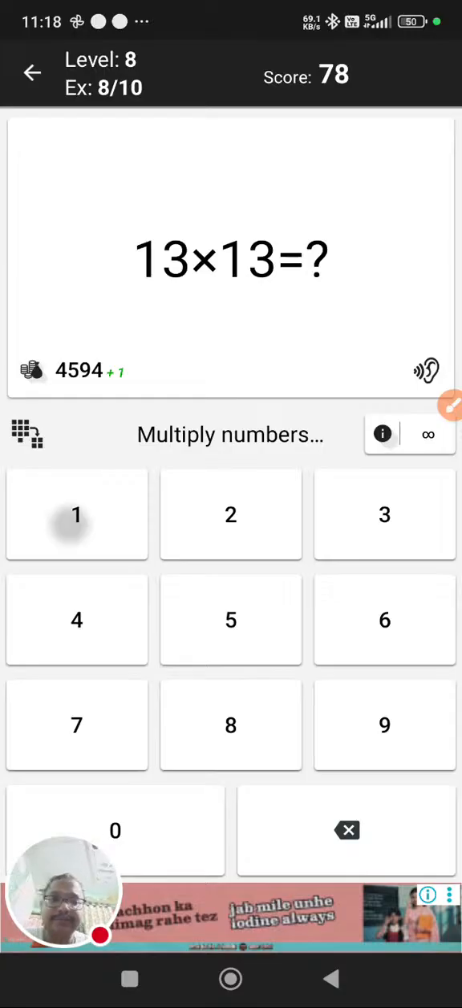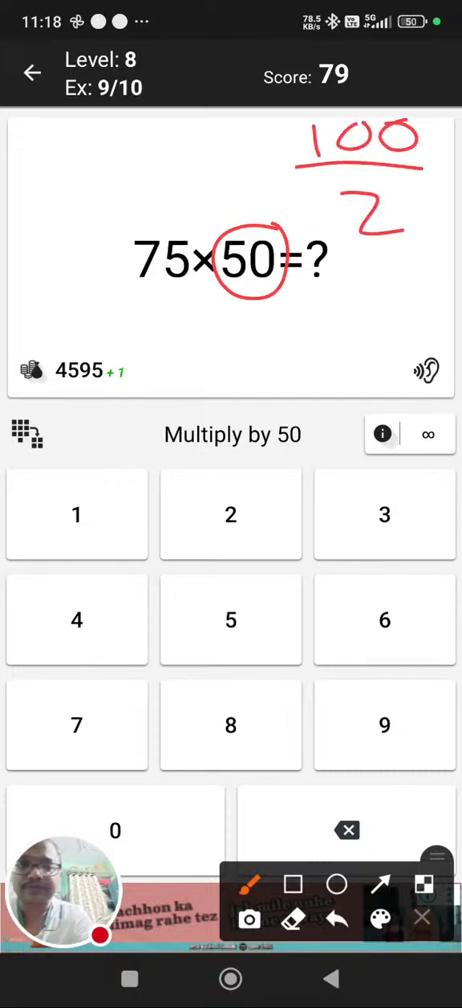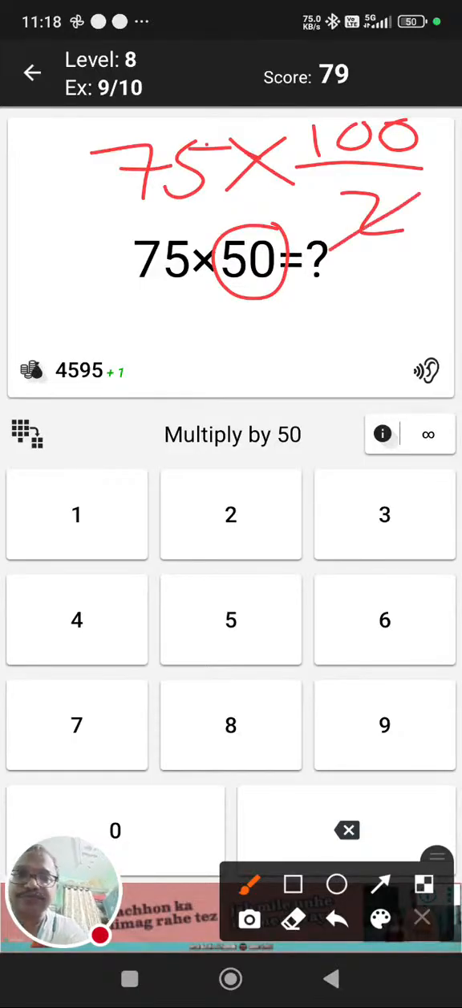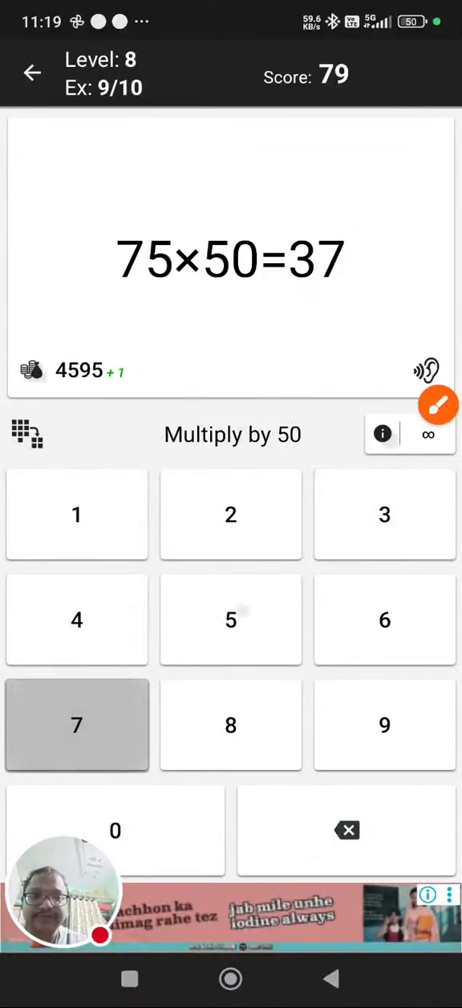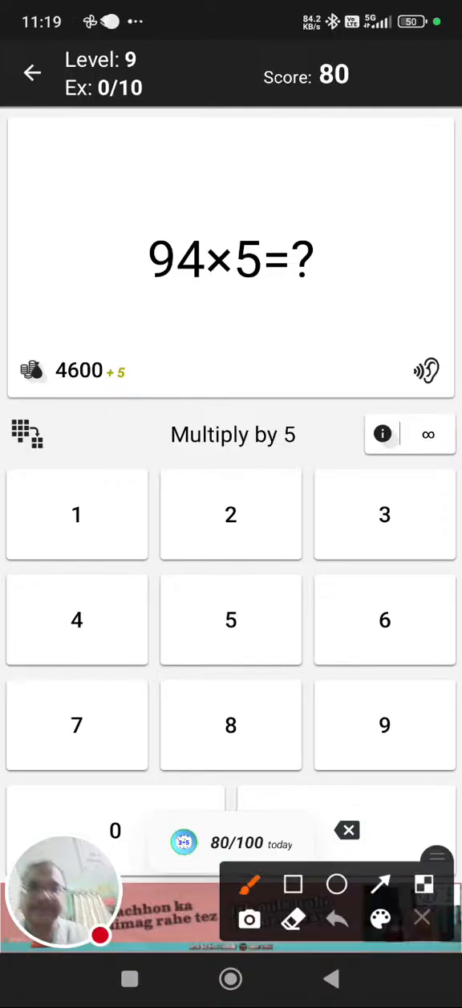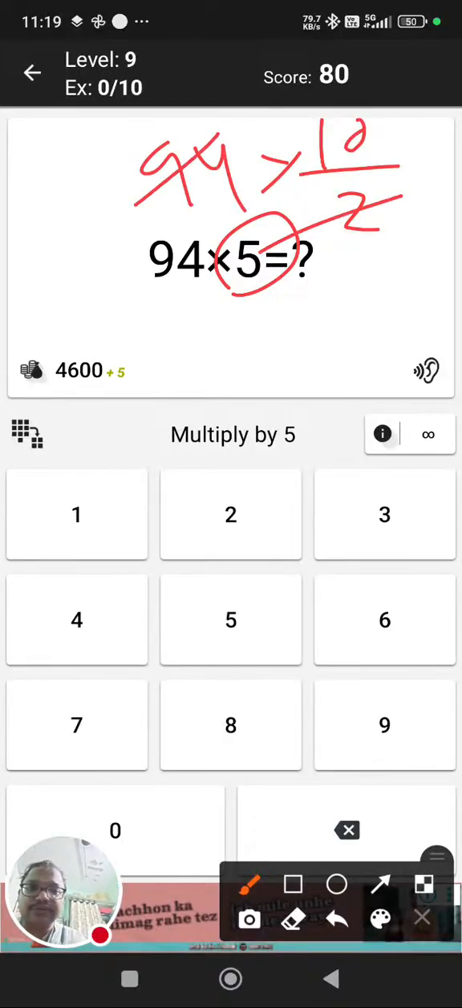Next 13 times 169. Instead of 50, what we write is 100 divided by 2 into 75. So 2 3 times, 7 times, and 0.5 times into 100, which will be 3750. Here instead of 5 we write 10 divided by 2. 94 2, 47 times and a 0. 470 is the answer.